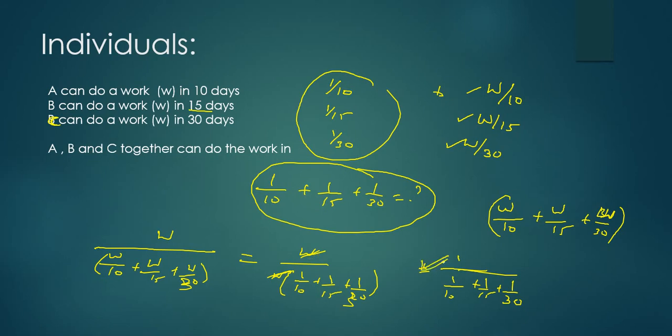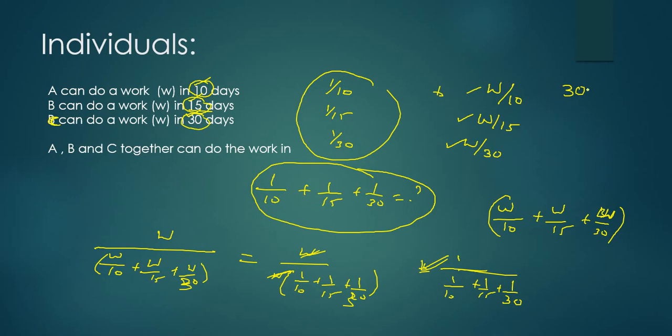Okay, so to do it in a simple way, what I suggest is concentrate on the number of days that A, B and C take. Simply take a convenient value for W, which makes our calculation simple. That convenient value is nothing but the LCM of 10, 15, 30, the LCM of the given days. What is the LCM of 10, 15 and 30? Nothing but 30. Assume the total work as 30.